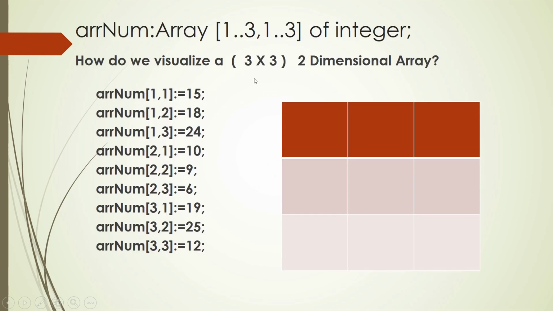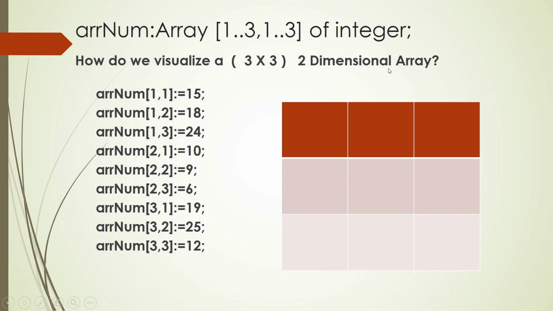How do I visualize a two-dimensional array? So let's look at the array that we declared. We declared ARR_num, which has 3 rows and 3 columns. The first one is the number of rows, starting at 1 and ending at 3. An array starts at index 1. And then it has 3 columns, starting at 1, ending at 3. And the data type of this array stores integer values. So we say this is a 3 by 3 two-dimensional array.